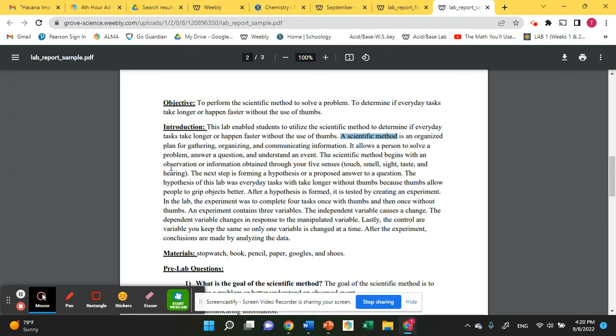First, it begins with an observation. Next, we form a hypothesis. Then I state what my hypothesis is. Then I say we have to create an experiment. Once it's completed, I give a little brief overview. And then also with an experiment, we also need to know what variables are. So I define those as well.